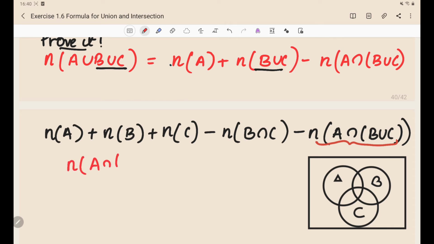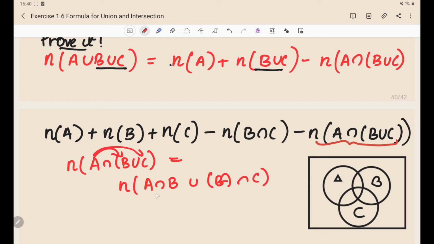n of A intersection B union C. You can use your distributive law here. So what happens, because we know the formula for A union B: A intersection B union A intersection C. Now you can treat these as separate elements. So you already know the formula for n of A union B, right? Consider here A as A intersection B and the element B as A intersection C.